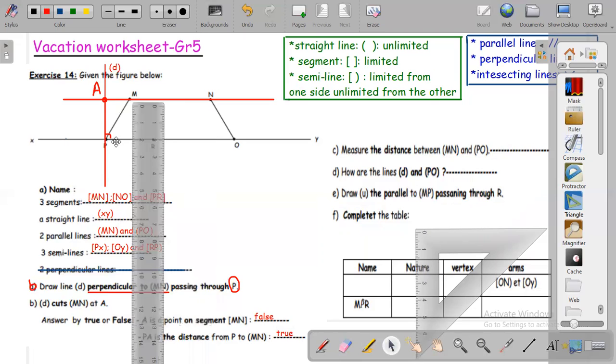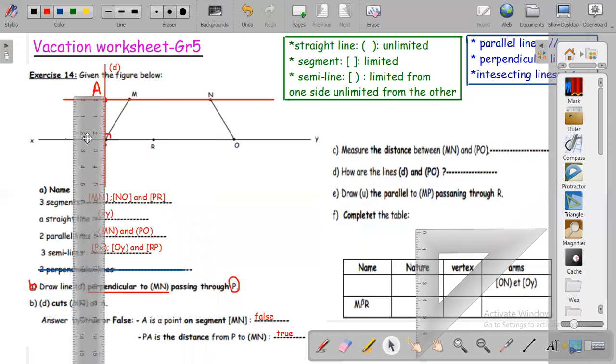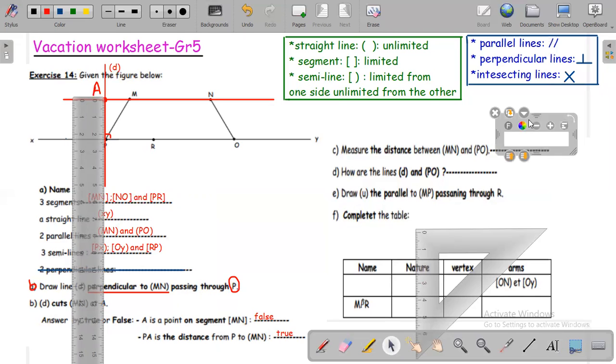So now we have to measure PA. We put the 0 at A and we see what is the measure. We have 2 centimeters and we have 1, 2, 3 small dashes. So the measure is 2.3 centimeters. So we write here 2.3 centimeters.